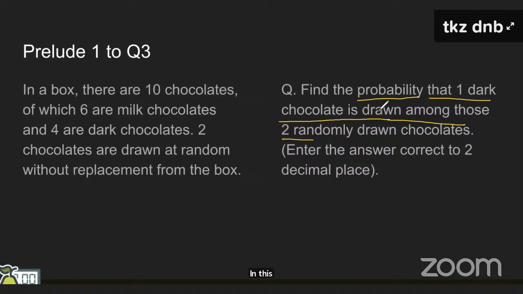In this question they are asking the probability that one dark chocolate is drawn. When there is only one dark chocolate, we can have it like that. Yeah, that I got it. 4C1 divided by 10C2. For that, you can take it as like this. Just a minute.